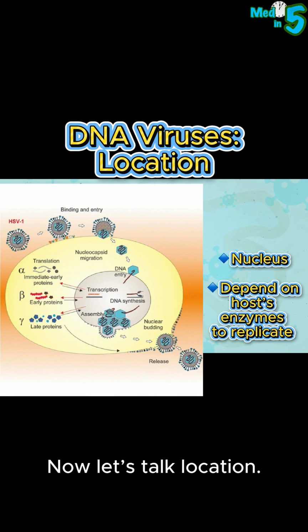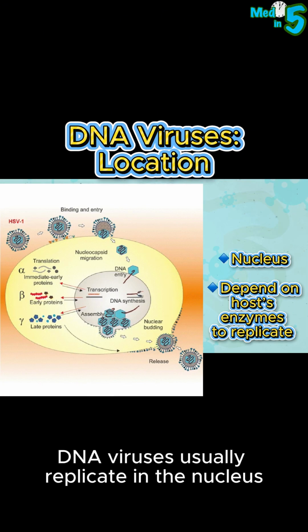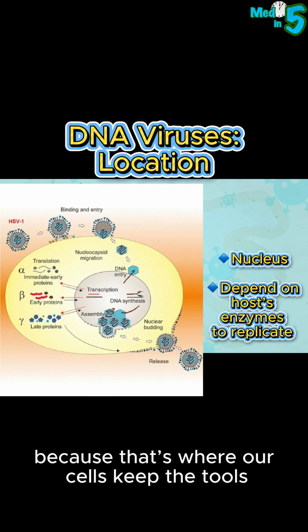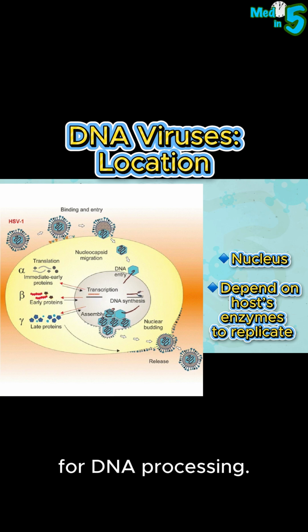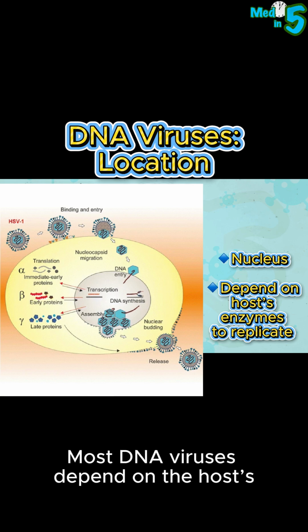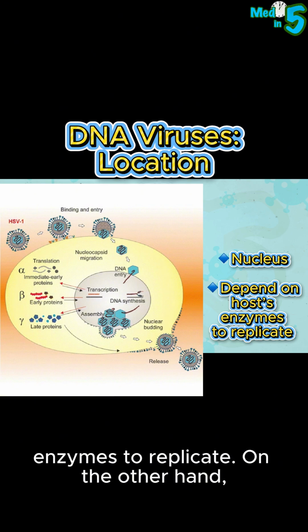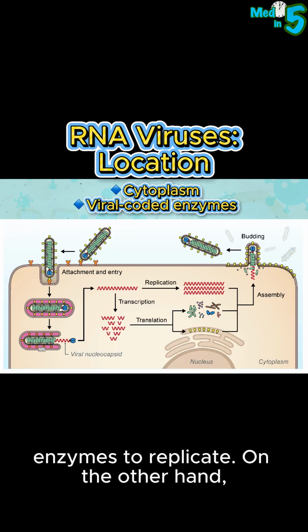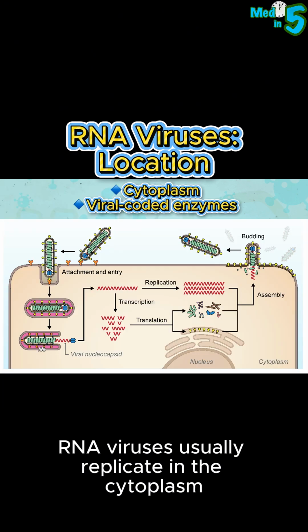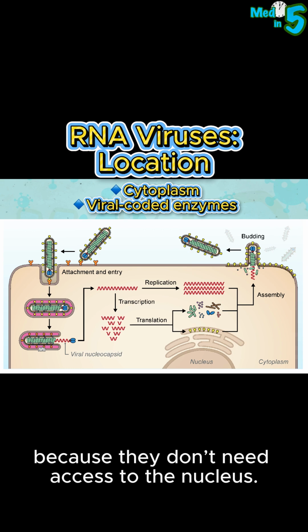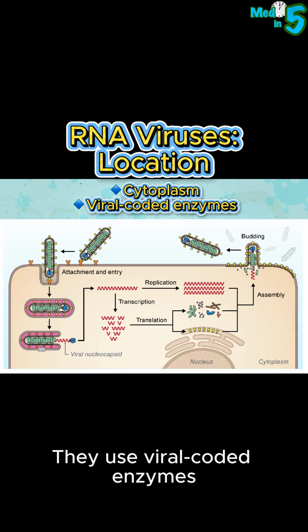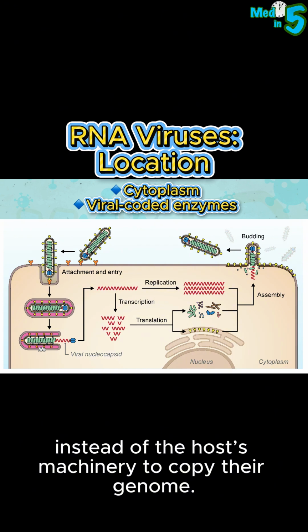Now, let's talk location. DNA viruses usually replicate in the nucleus because that's where our cells keep the tools for DNA processing. Most DNA viruses depend on the host's enzymes to replicate. On the other hand, RNA viruses usually replicate in the cytoplasm because they don't need access to the nucleus. They use viral-coded enzymes instead of the host's machinery to copy their genome.